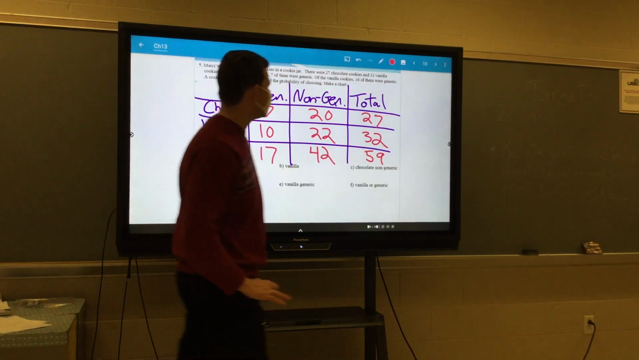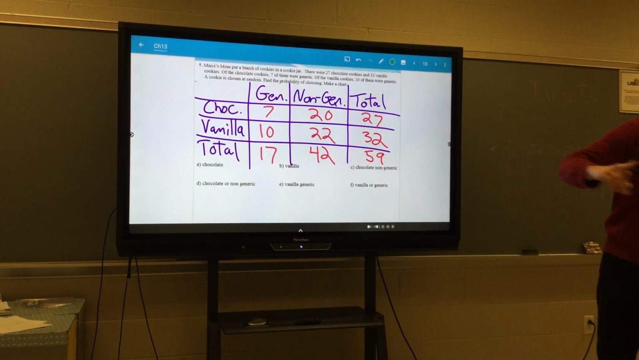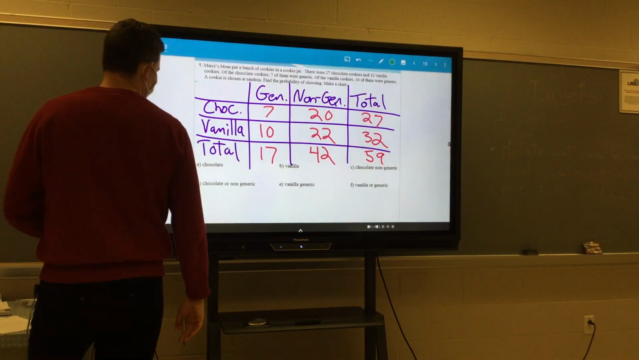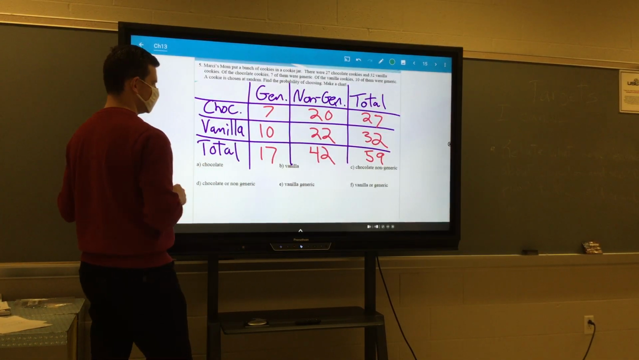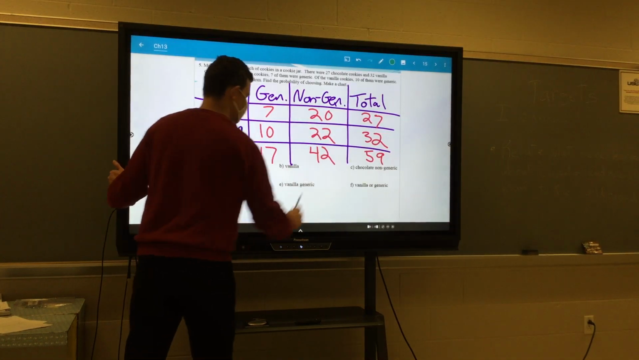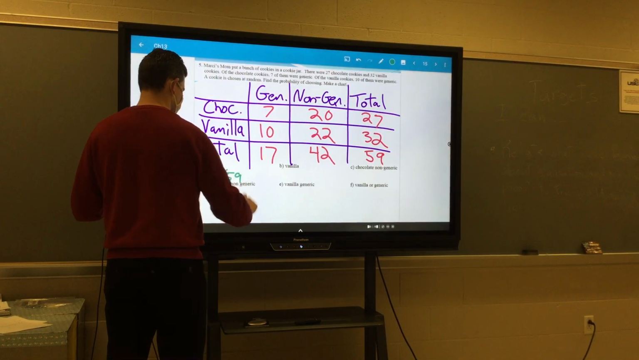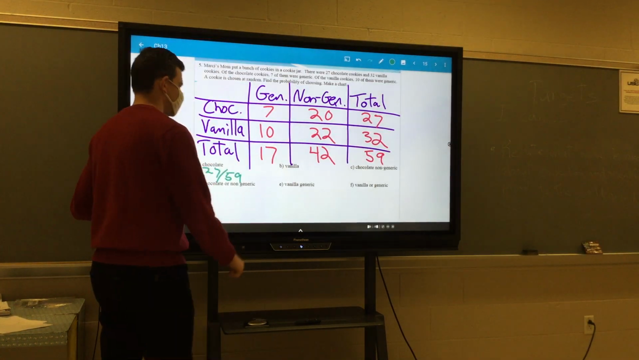So, having these numbers in place, we can fly through these questions here. Probability of randomly selecting a cookie and then having it be a chocolate cookie. Well, there are 27 chocolate out of 59 cookies in the jar. 27 out of 59. Vanilla is 32 out of 59.